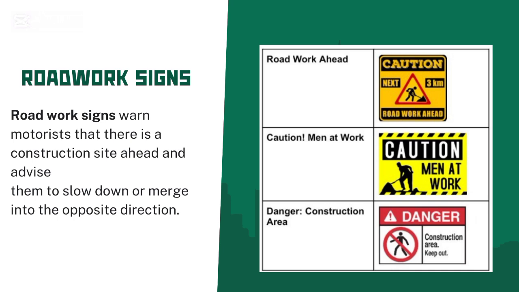Another is the roadwork signals. Roadwork signals warn motorists that there is a construction site ahead and advise them to slow down or merge into the opposite direction. So one of the examples here are the roadworks ahead, so keep out. This is the sign and the caution, men at work, danger, construction area.